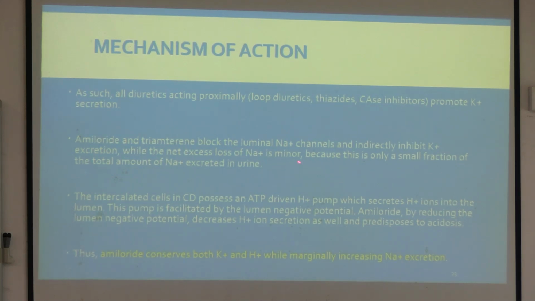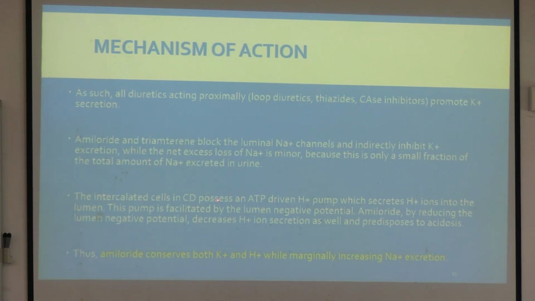The net excess of sodium loss is minor, because there is only a small fraction of the total amount of sodium that is excreted in urine. The natriuresis effect is smaller because most of the sodium has already been reabsorbed from the proximal tubules and the ascending limb of loop of Henle.